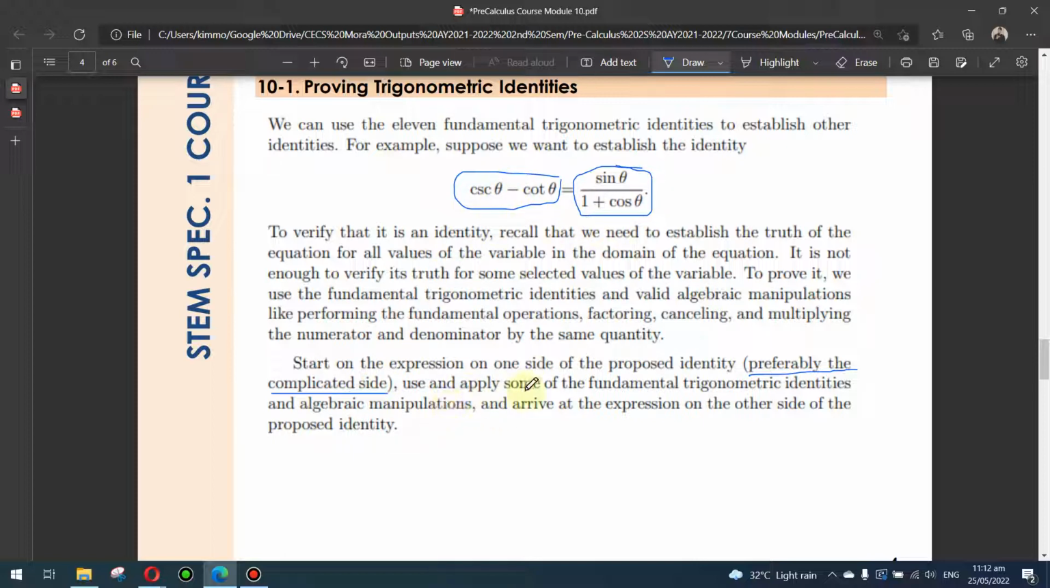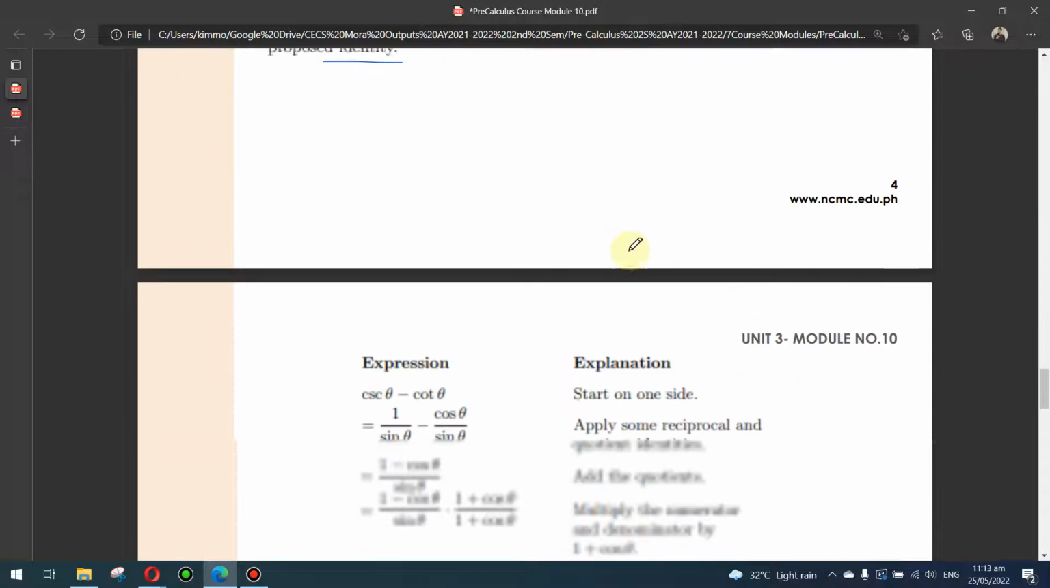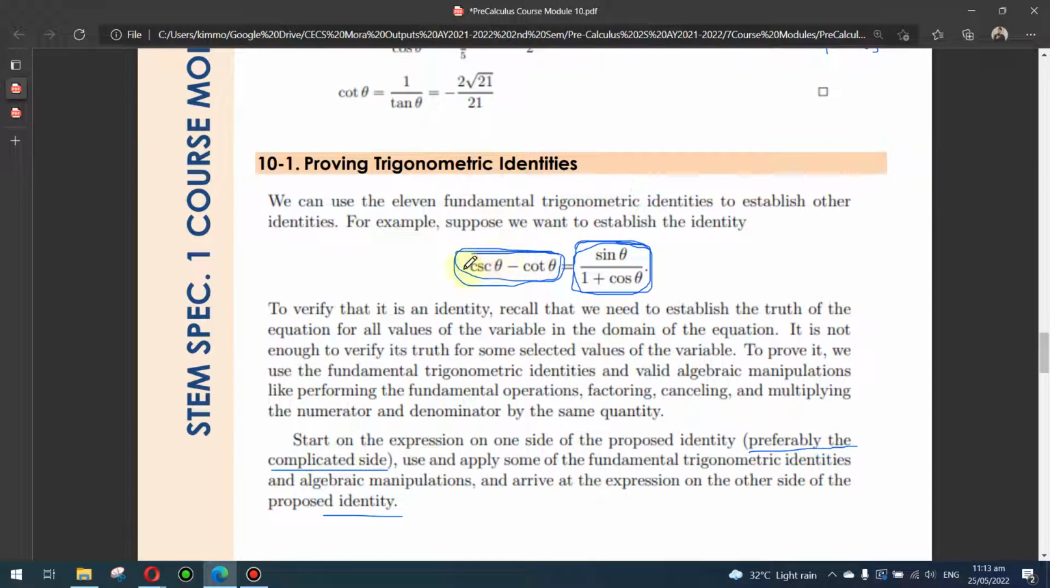So use and apply some of the fundamental trigonometric identities and algebraic manipulations and arrive at the expression on the other hand, that is of the proposed identity. So, if this is what we manipulate, using identities, we should arrive at this form on the other side. So, let's have an example. For example, this one. We manipulate this in such a way that it becomes sine over 1 plus cosine.